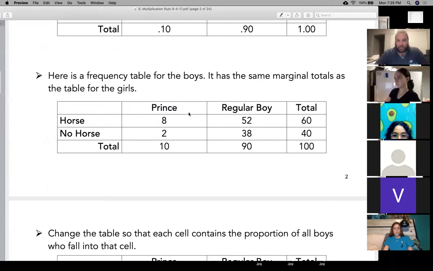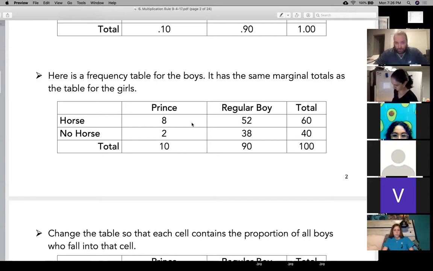So here's a frequency table for boys. Girls get crowns, boys get horses. Life ain't fair, it's just the way it is. So there's 100 boys. Some of them are princes, some of them are regular boys, some have horses, some don't have horses. And these are the actual values. Notice it's still 60, 40, 10, 90, just like it was with the girls. The question is, are these independent? Is having a horse or not having a horse independent of being a prince or a regular boy?